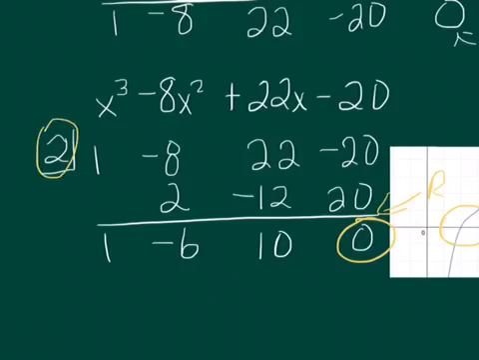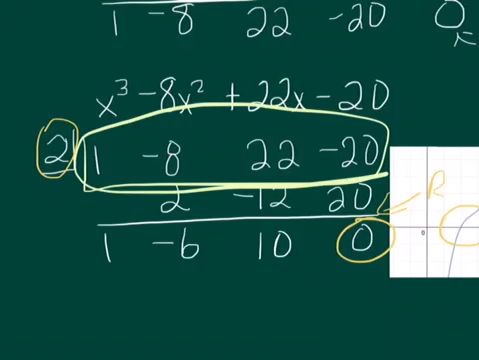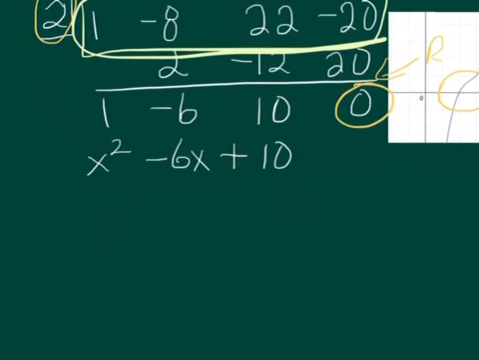2 is a 0 of this polynomial here. So what is my next polynomial that I'm working with? Now I've gone from a quartic to a cubic. I'm down to a quadratic, x squared minus 6x plus 10. And I can take a quick look at this and recognize that it is not factorable.